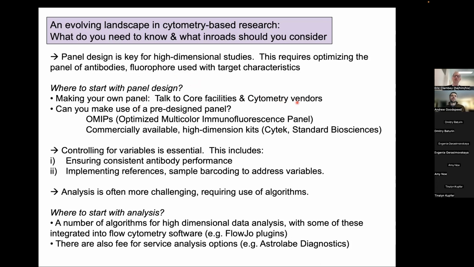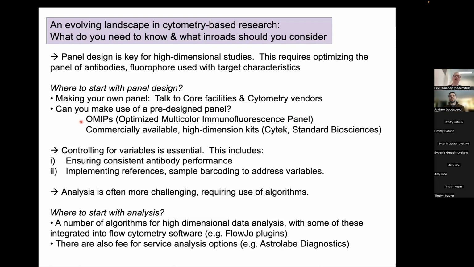I also would encourage you, companies are aware of the difficulties of panel design, and every company that has gotten into high dimensional space is offering something where they have technical specialists who can assist you in panel design. I can't emphasize enough, I would definitely encourage you to reach out to people and not try to do this by yourself. I would also ask if you can consider making use of a pre-designed panel.